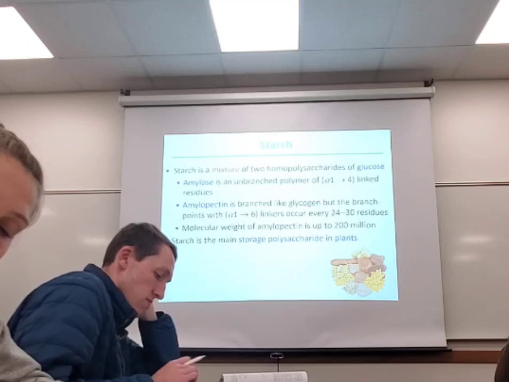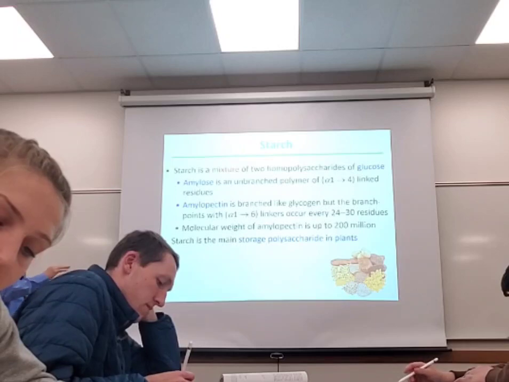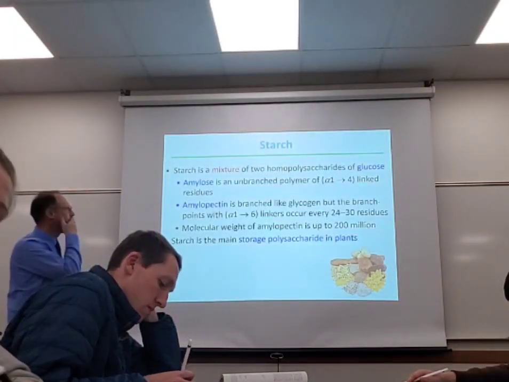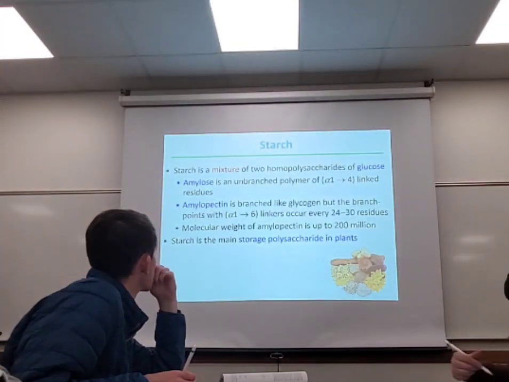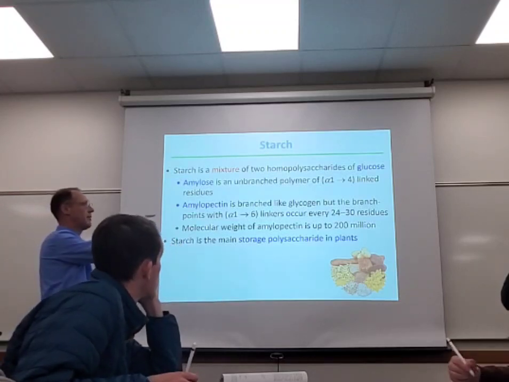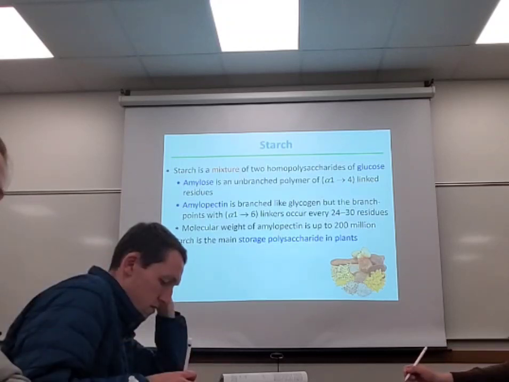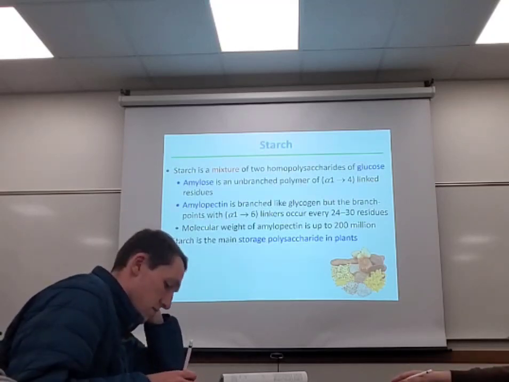Okay, starch. This is the plants' place to store it, right? It comes in two forms, amylose and amylopectin. When you think of pectin for making jam, it's the same thing. Amylose is alpha 1,4. Amylopectin is alpha 1,4, but its branches are at alpha 1,6. But instead of being every 8 to 12 like it was for glycogen, it's now every 24 to 30. So virtually the same thing, just a lot less dense. Some amylopectin goes up to 200 million in molar mass. Big.